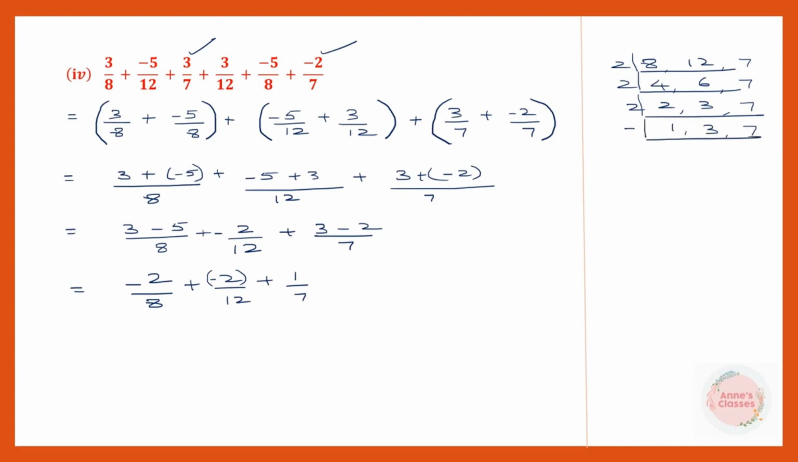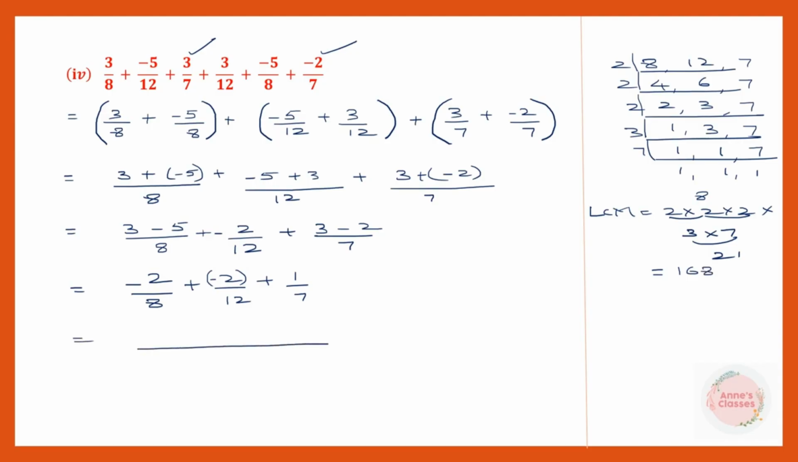Use 3 this time. So 1, 1. Now bring down 7. Now we have to use 7. So it is 1, 1 and 1. So what is our LCM? LCM is 2 into 2 into 2 into 3 into 7. So 2 2s are 4, 4 2s are 8, 8 into 21. And how much is 8 into 21? That is 168. So that is our LCM, 168. So let's write that down.